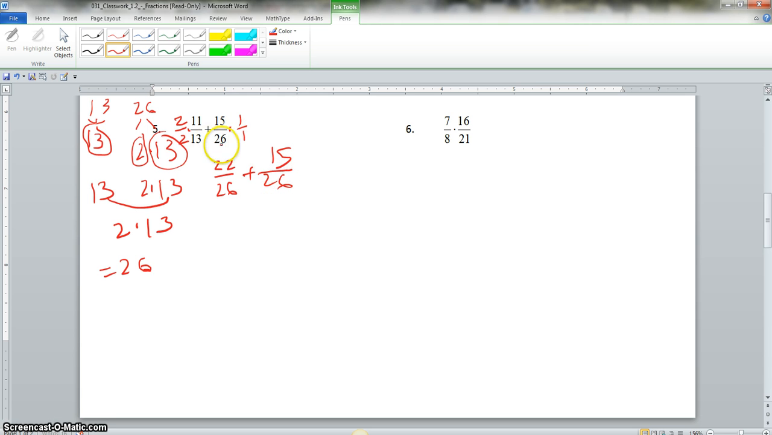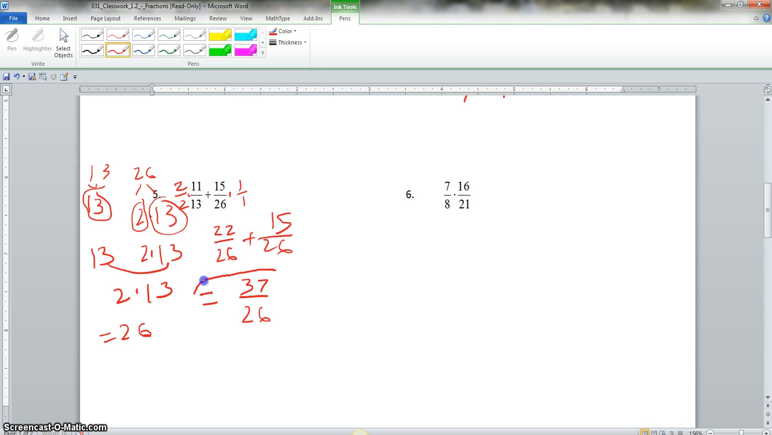But just as a footnote, since our first denominator is the same as our least common denominator, since that stayed the same, then you know your numerator would stay the same as well. Now we would add these. Our denominator would be 26, and we would take 22 plus 15, which is 37. And that is our final answer, 37 over 26.